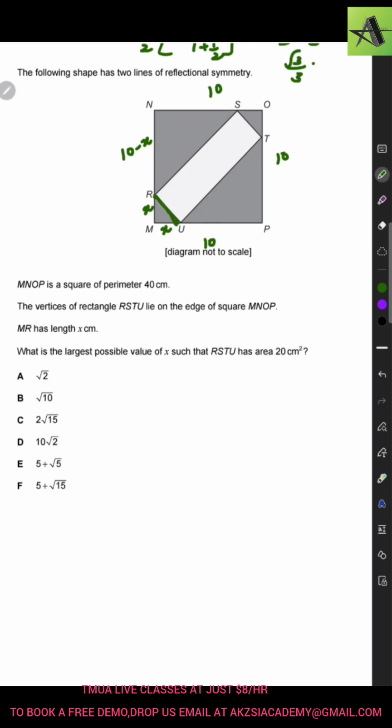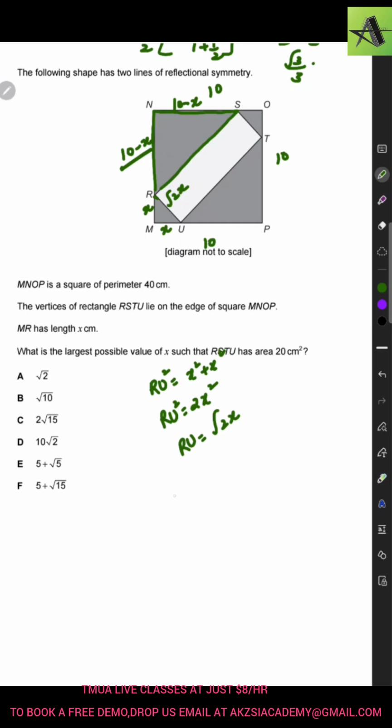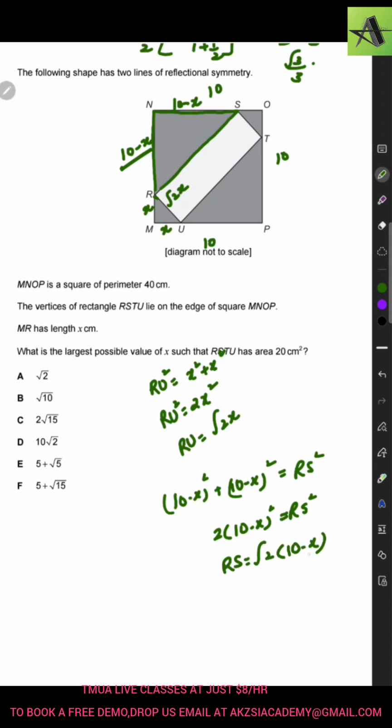From here I can easily calculate RU by Pythagoras theorem. That means RU squared is equal to x squared plus x squared. So RU squared is equal to 2x squared, and taking root, RU will be root 2 times x. This width is root 2x. Similarly, I can calculate RS using this triangle. This is also a right triangle. This is 10 minus x. This will also be 10 minus x. Again, applying the same Pythagoras theorem, 10 minus x whole squared plus 10 minus x whole squared is equal to RS squared, or 2 times 10 minus x whole squared is equal to RS squared, and taking root of RS we'll get root 2 times 10 minus x. So this one is root 2 times 10 minus x.